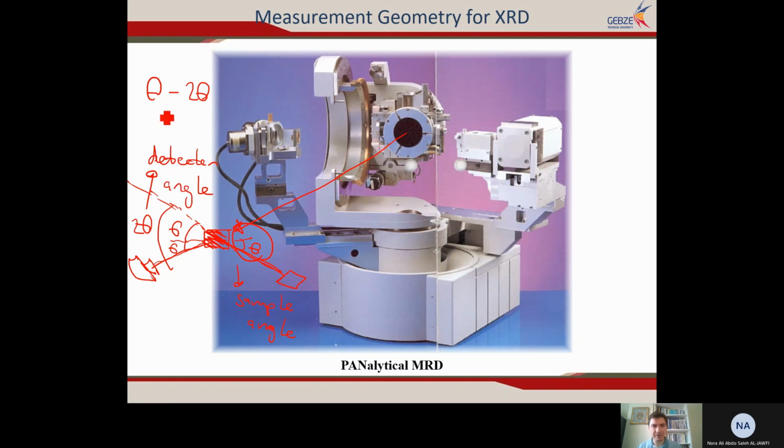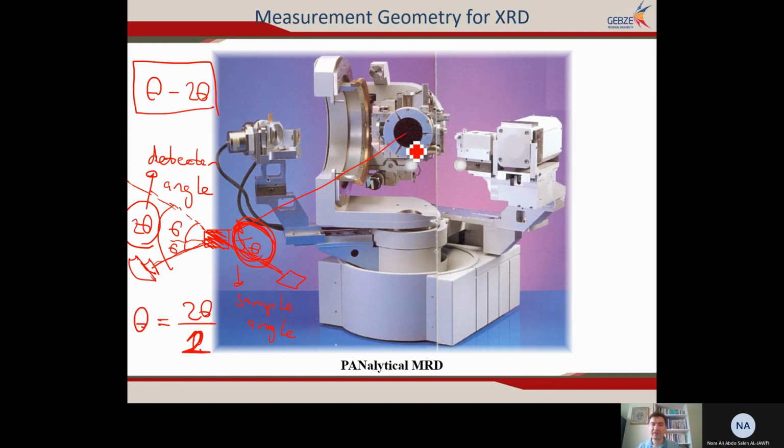Okay, so this is theta to 2 theta scan. You manipulate theta, you change the incident angle, and simultaneously you have to change the 2 theta detector angle, and you should always keep this relation. You should always have this relation for each incident angle and each detector angle.